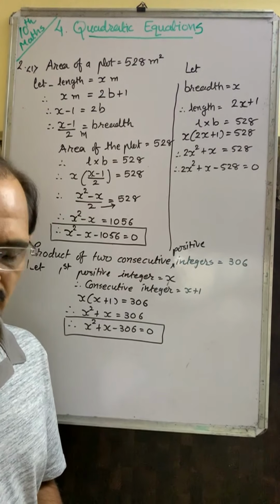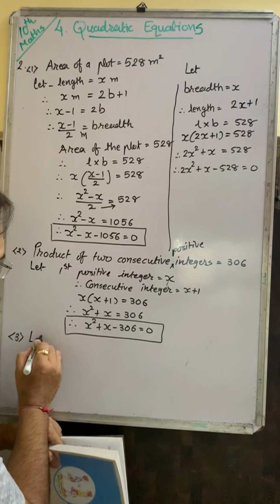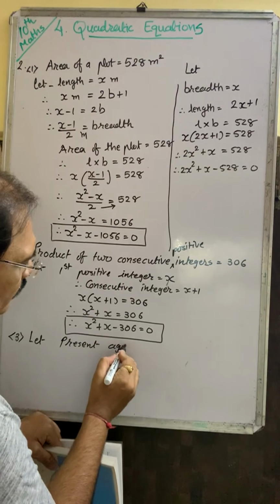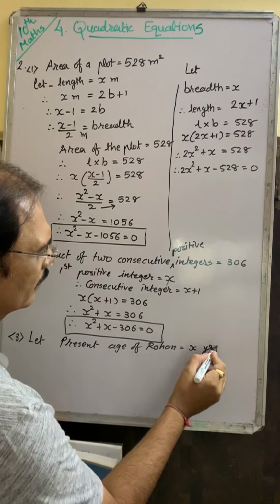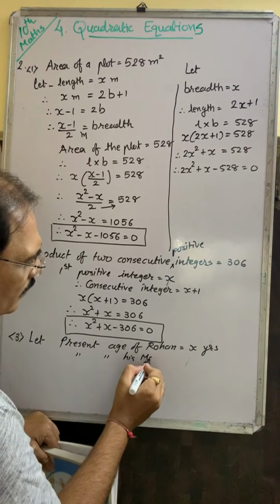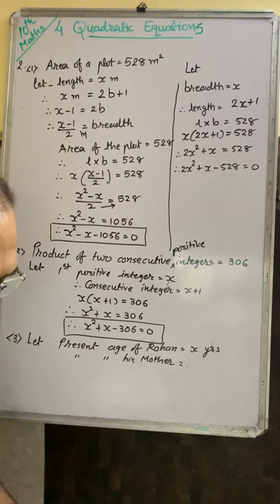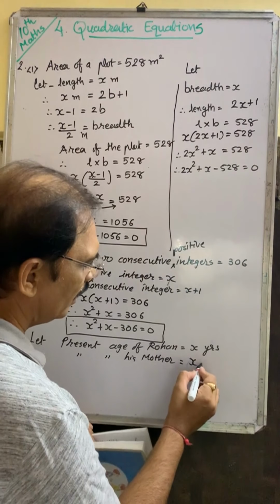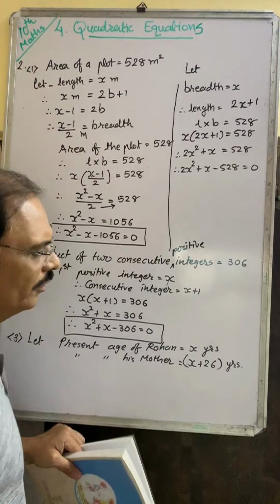Third question. Rohan's mother is 26 years older than him. We suppose what? Let the present age of Rohan be x years. So the present age of his mother, given that Rohan's mother is 26 years older, means x plus 26 years.